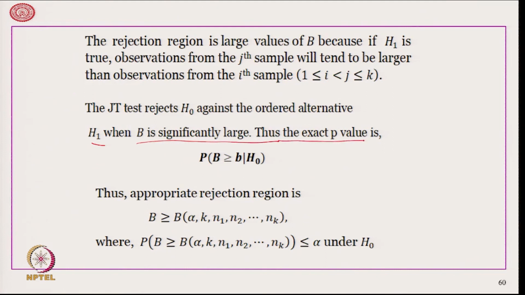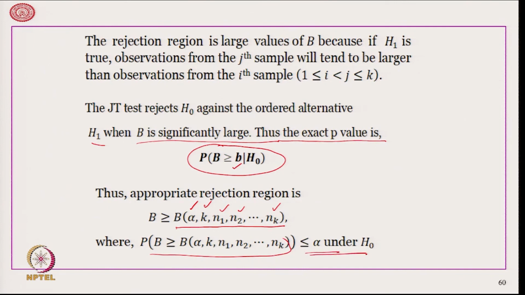Thus, the exact p value is probability of B greater than or equal to some small b under H0. Therefore, the appropriate rejection region is B greater than or equal to some value which comes as a function of alpha, k and also n1, n2, nk, such that the probability that B is greater than or equal to this value has to be less than or equal to alpha under H0.